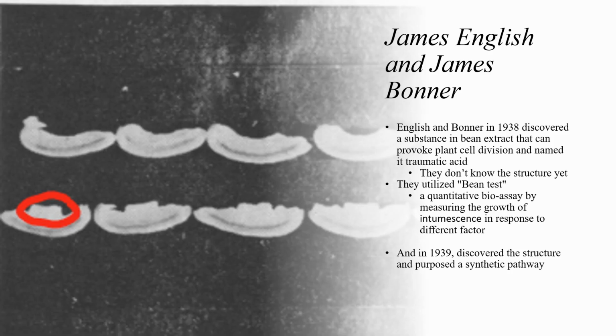In 1938, James English and James Bonner discovered a substance in the bean extract that can provoke plant cell divisions by using the bean test. The bean test is a quantitative bioassay measuring the growth of intumescence, as circled in red on the left, with a negative control sample right above it. They named that substance traumatic acid, but the structure was not known at that time. One year after, they discovered the structure of traumatic acid and proposed a synthetic pathway as well.